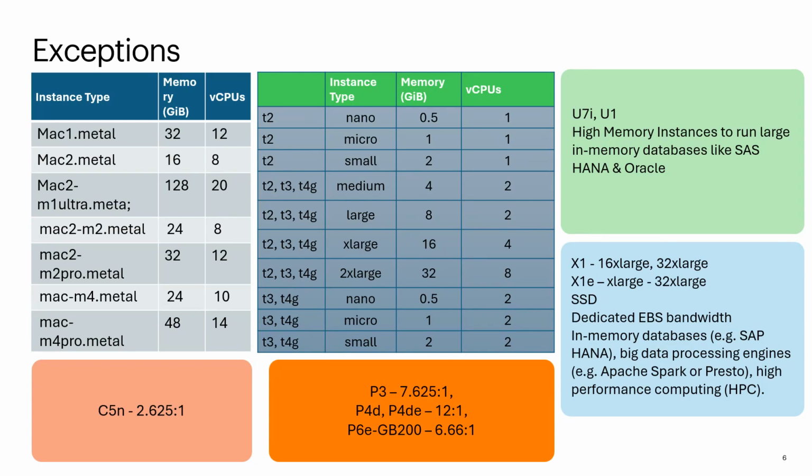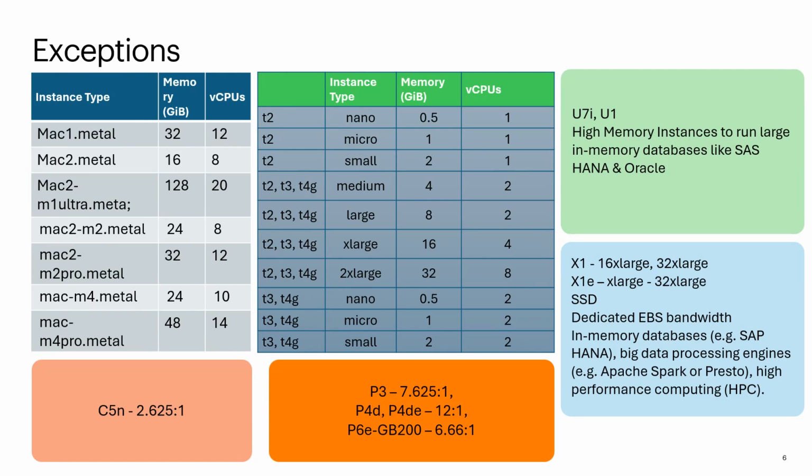The T series, or burstable performance instances, are exceptions to the memory ratio. The smaller sizes of T2, T3, and T4g, nano, micro, and small, all have 1 or 2 vCPUs, but have a higher than 4 to 1 memory ratio in the smallest sizes. Next, the U series, or high memory instances, are built to run large single node in-memory databases like SAP and Oracle. Their memory to vCPU ratios are extremely high, often 32 to 1 or even higher. The X and XC instances are also memory focused, specifically for databases and big processing.